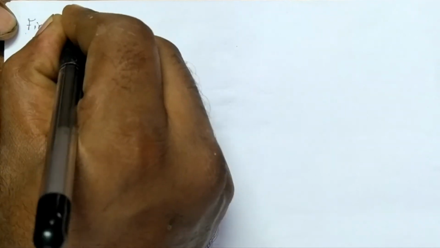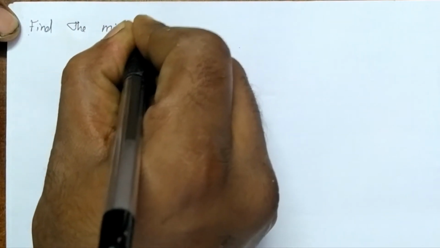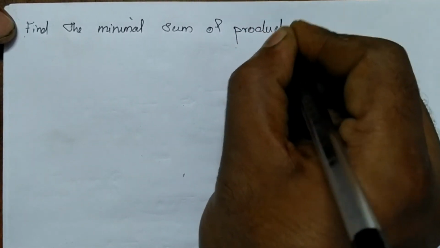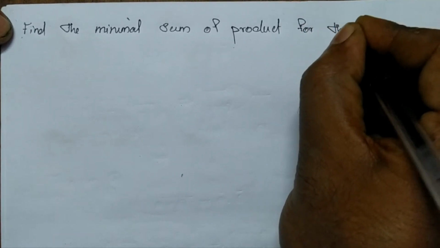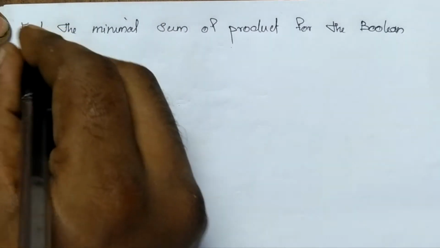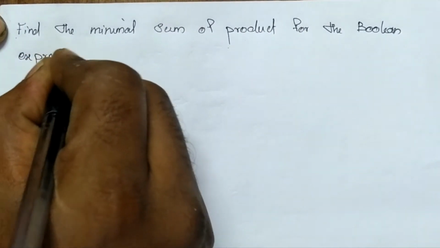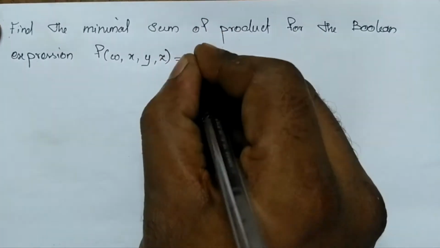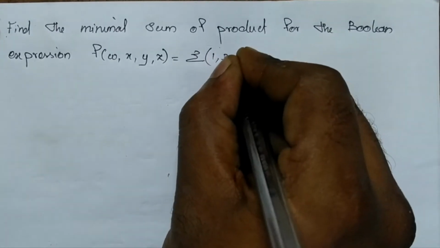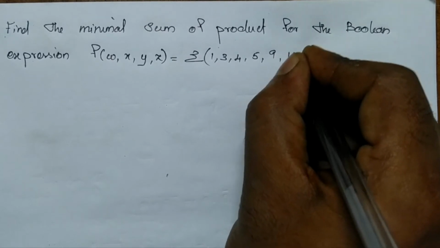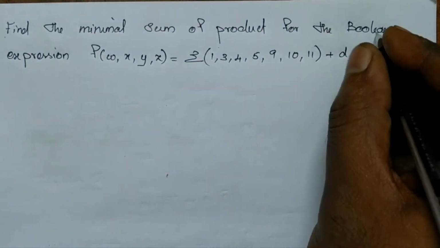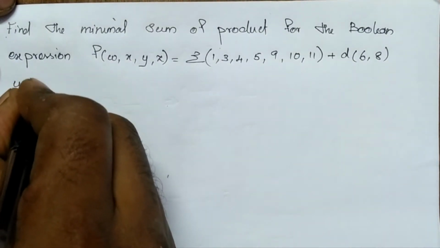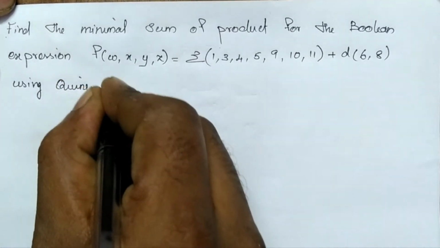Find the minimal sum of product for the Boolean expression f of w, x, y and z is equal to summation of 1, 3, 4, 5, 9, 10, 11 plus don't care of 6, 8, using Quine-McCluskey.